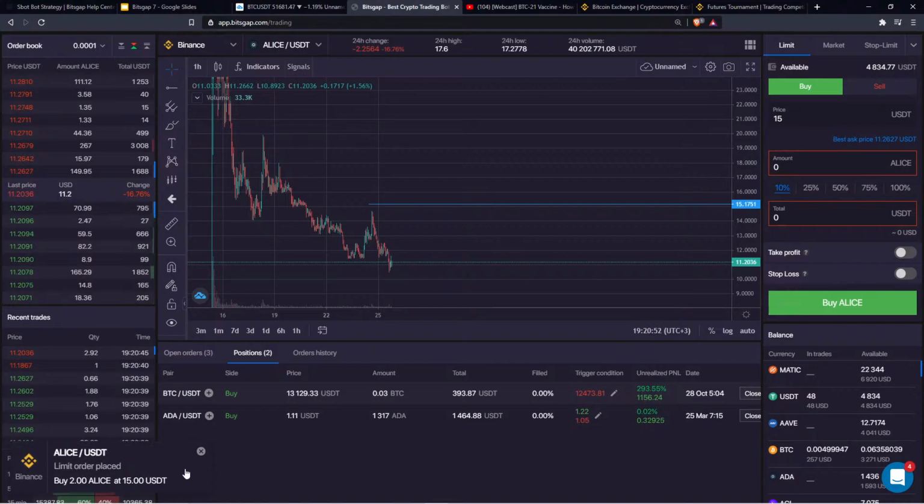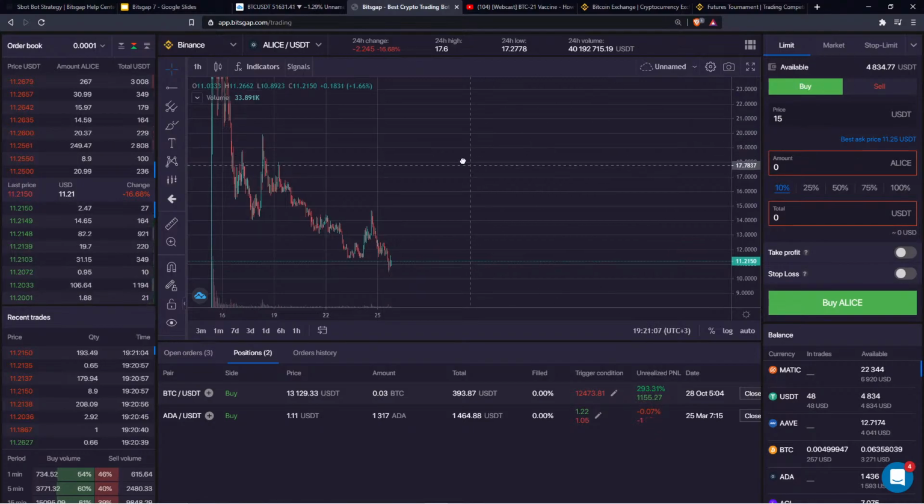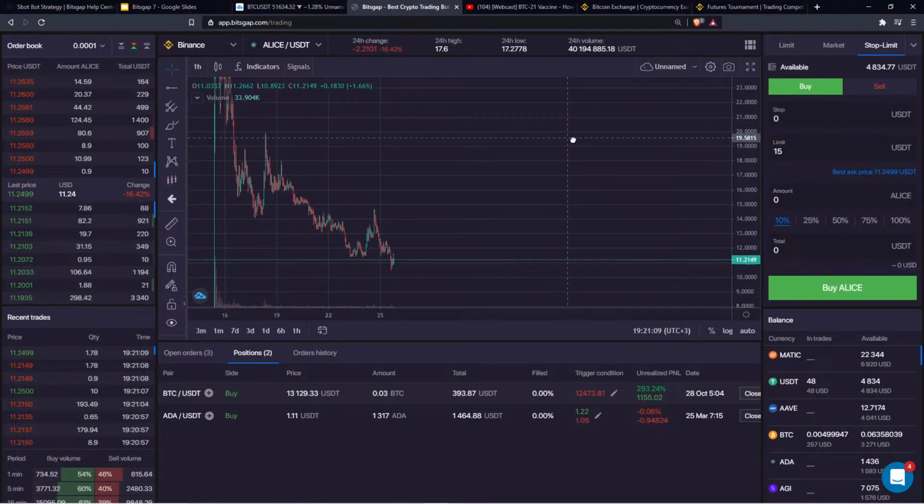Say it order placed and it eventually failed by the market buy. So that's the thing. But in order to buy at the higher price, having your limit order, use the stop limit.